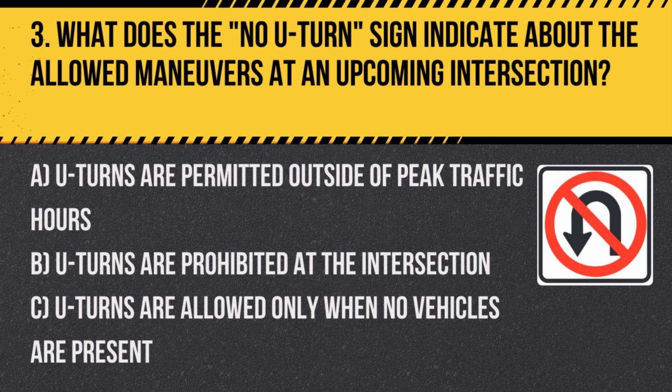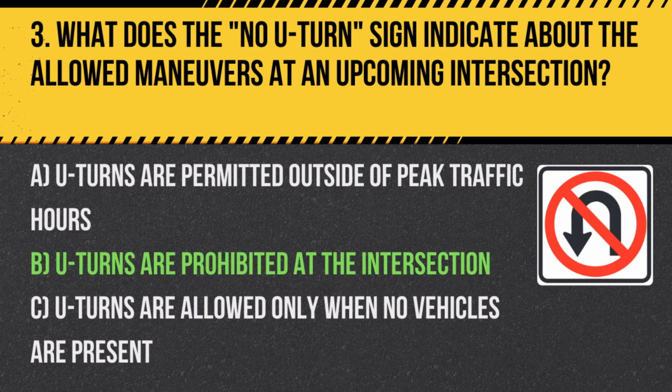Question 3. What does the No U-Turn sign indicate about the allowed maneuvers at an upcoming intersection? A. U-turns are permitted outside of peak traffic hours. B. U-turns are prohibited at the intersection. C. U-turns are allowed only when no vehicles are present.